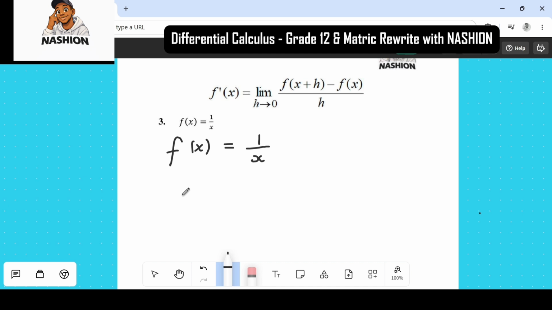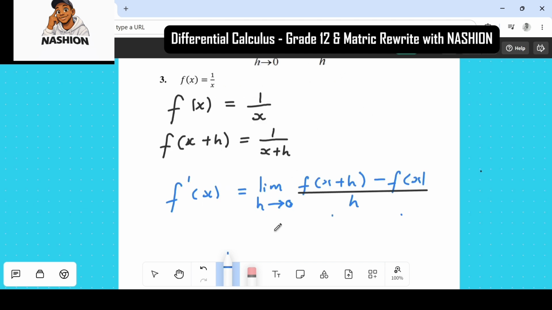How do we start? We start by finding f of x plus h. So we write f of x plus h. Where we see x on the right hand side, we put x plus h. Now, step 2, we are going to substitute what we got into the first principles formula. In the place of f of x plus h, we are going to be putting what we got up here.